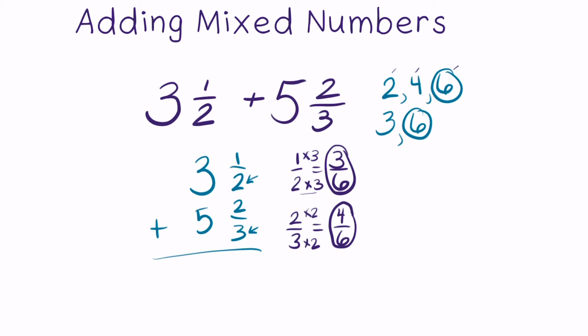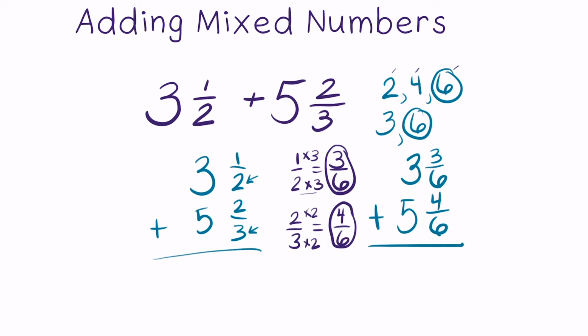Now that we have the equivalent fractions for the fraction portion of the mixed numbers, we can rewrite the mixed numbers and the problem as represented in sixths. So let's rewrite that over here. 3 3/6 plus 5 4/6. See, this problem represents the same value as our original problem. Our fractions are just represented in sixths.